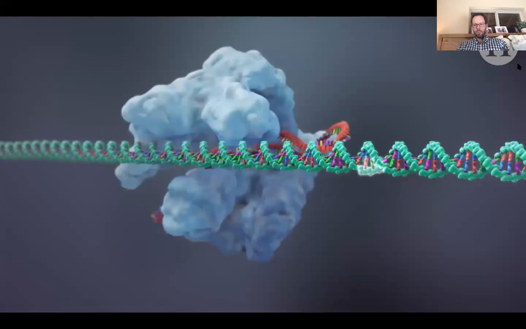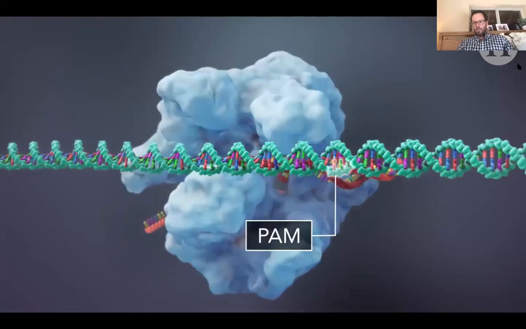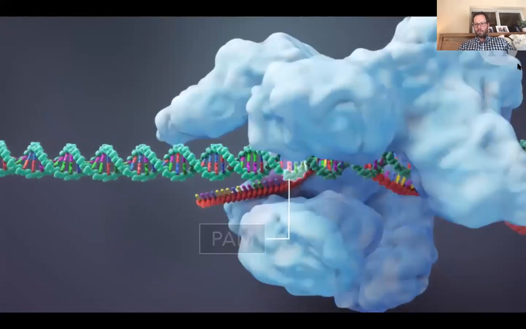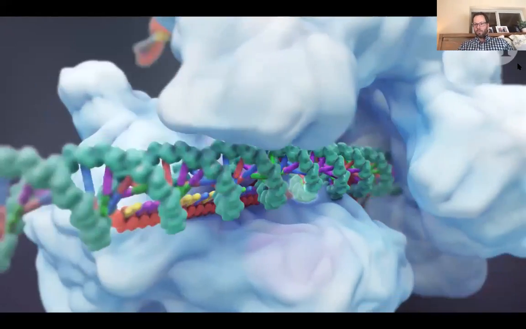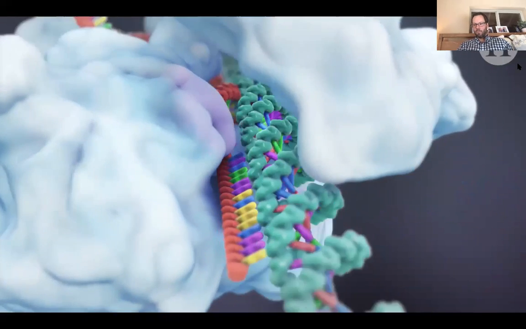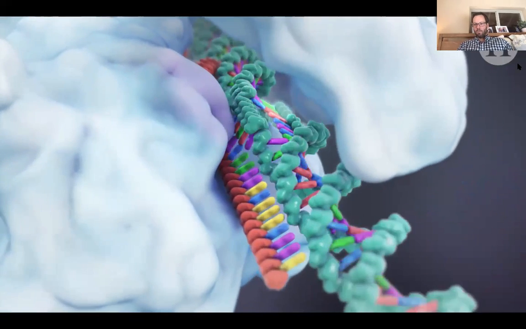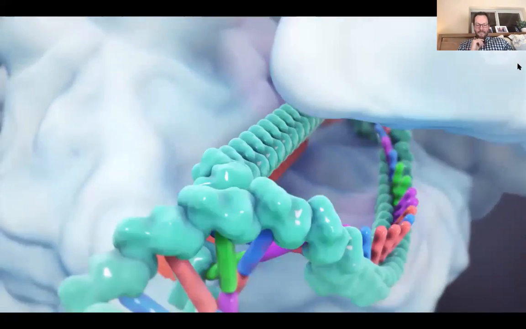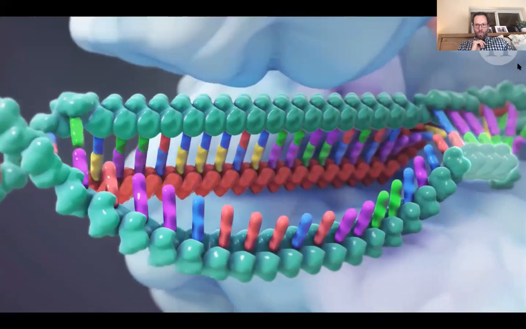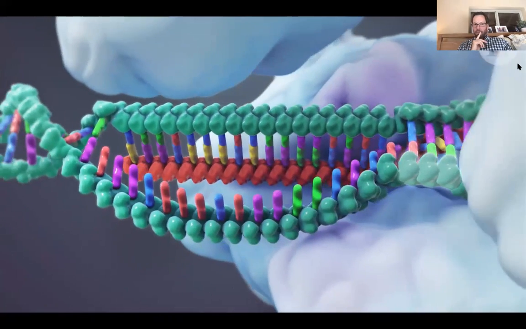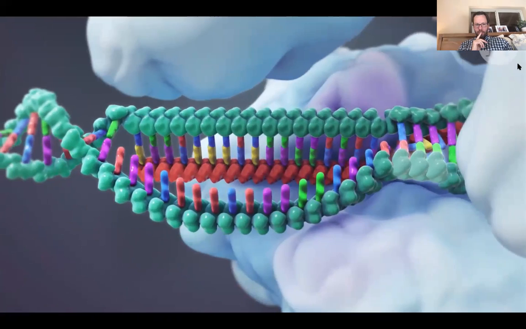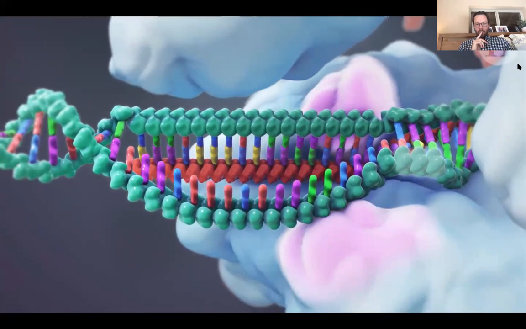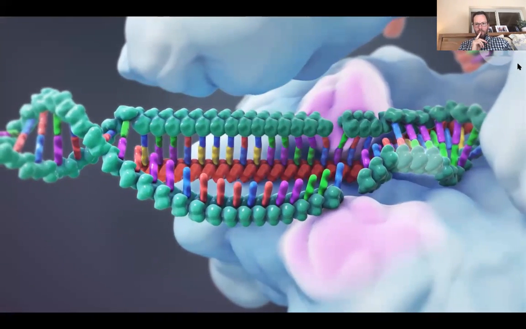First, Cas9 has to locate and bind to a common sequence in the genome called a PAM. Once the PAM is bound, the guide RNA unwinds part of the double helix. The RNA strand is designed to match and bind a particular sequence in the DNA. Once it's found the correct sequence, Cas9 can cut the DNA. Its two nuclease domains each make a nick, leading to a double-strand break.